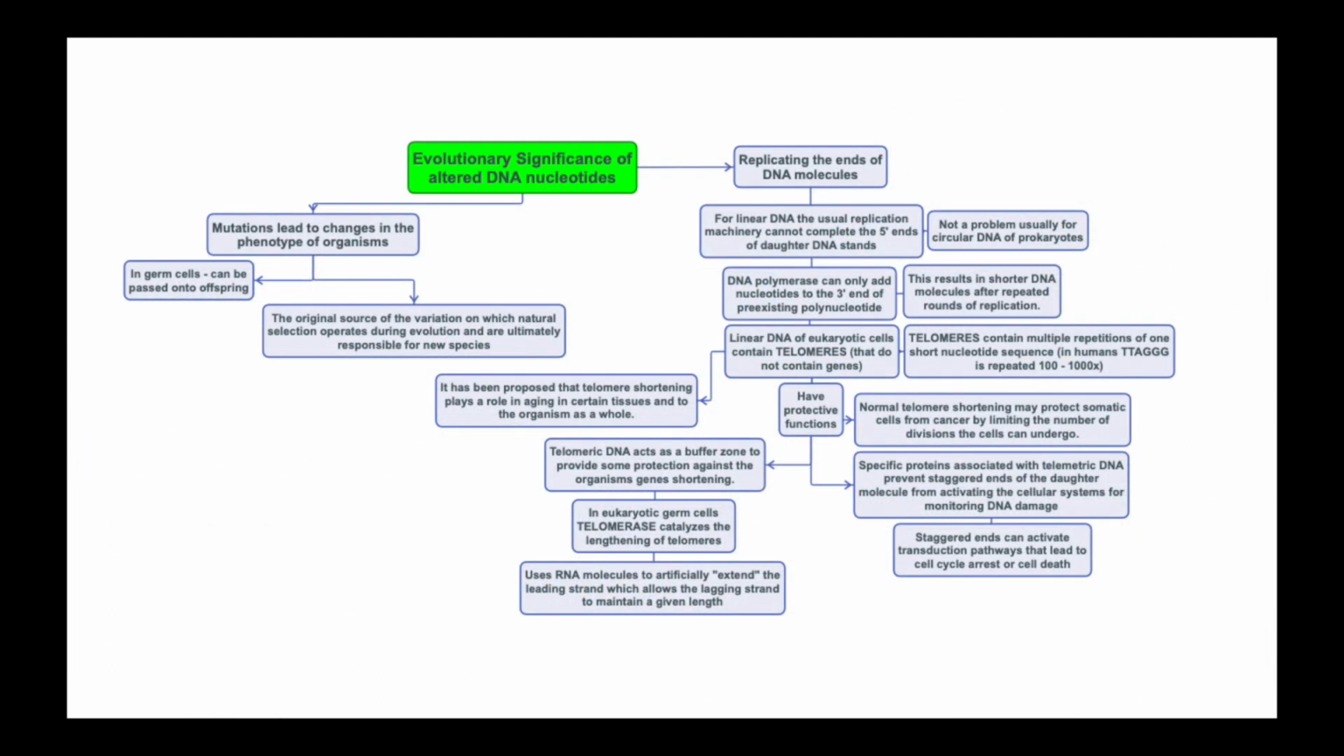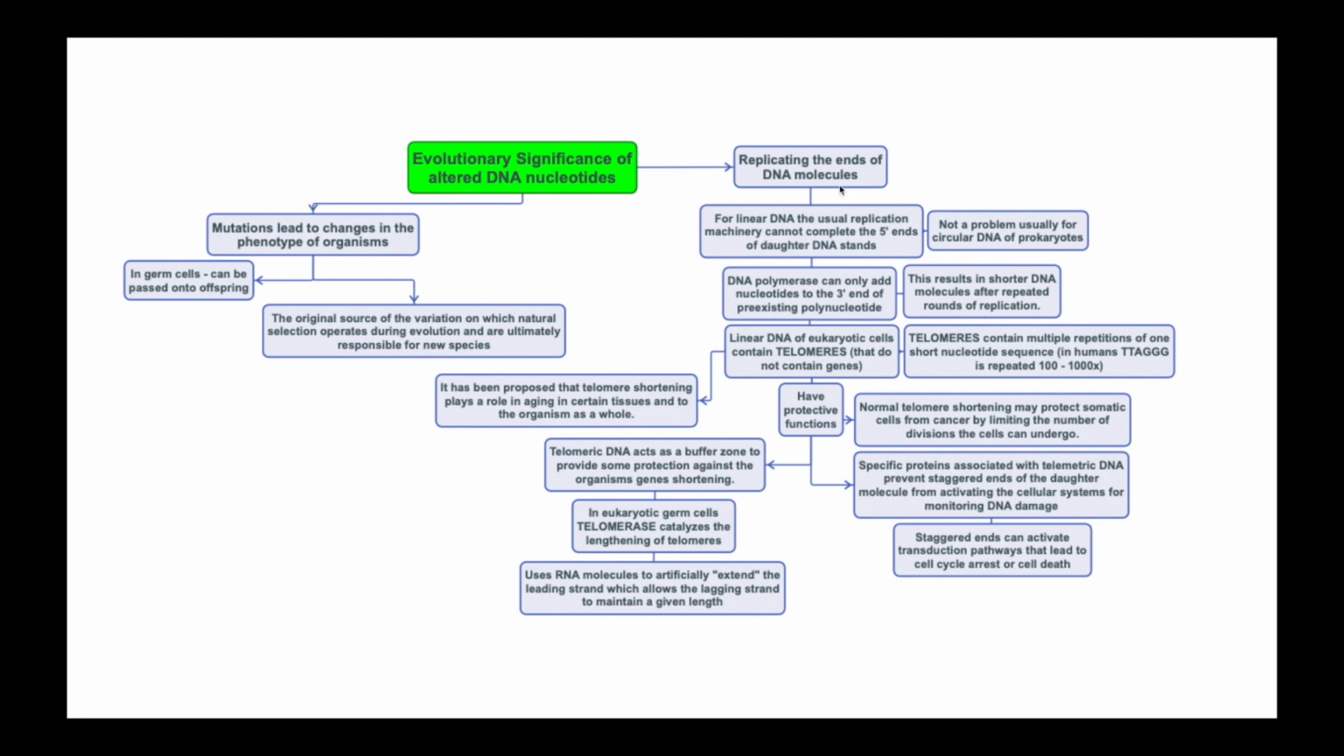All right, so the next topic is the evolutionary significance of altered DNA nucleotides, and really that is a fancy way of saying mutations. A change in the DNA nucleotides, a mutation, is going to lead to changes in the phenotypes of the organisms. If this mutation occurs in a germ cell, a reproductive cell, then we're going to be able to pass that trait on to the offspring. So this is going to be the original source of variation, and this is where natural selection can operate and ultimately possibly create new species.